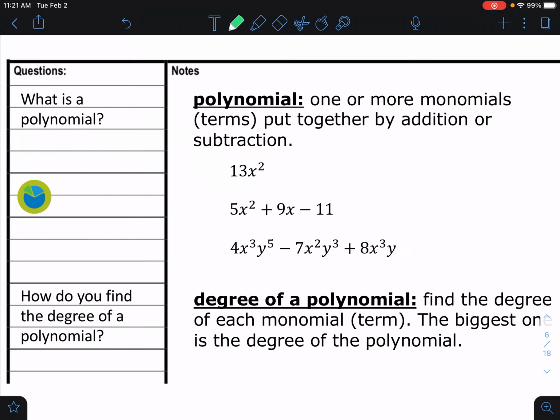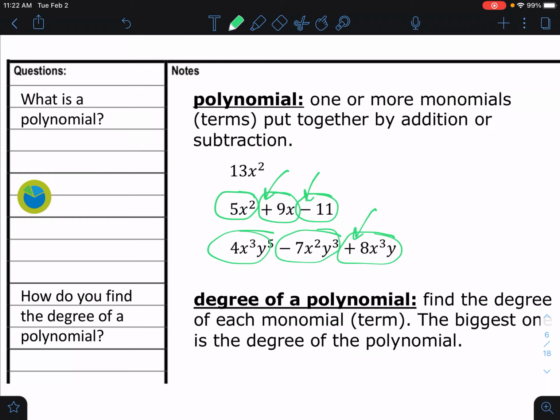Okay, but more specifically, here's a polynomial that has 3 terms or 3 monomials put together. And notice they're put together by addition and subtraction. So these are called polynomials, okay? And then that last one, 4x to the third y to the fifth minus 7x squared y to the third plus 8x to the third y. Okay, again, 3 monomials. The sign that's in front of the term goes with it. Okay, that's part of it. So notice those things. But they are put together by addition and subtraction. So that's how you can tell how many terms there are.